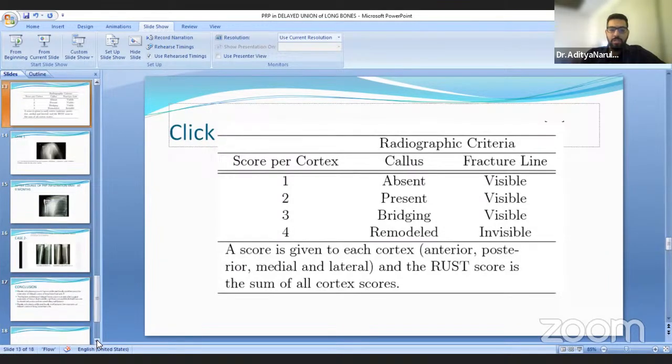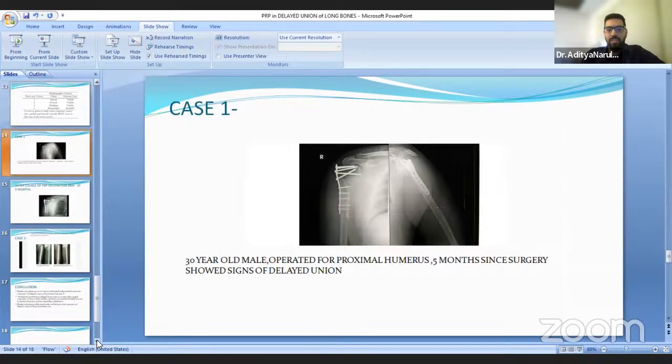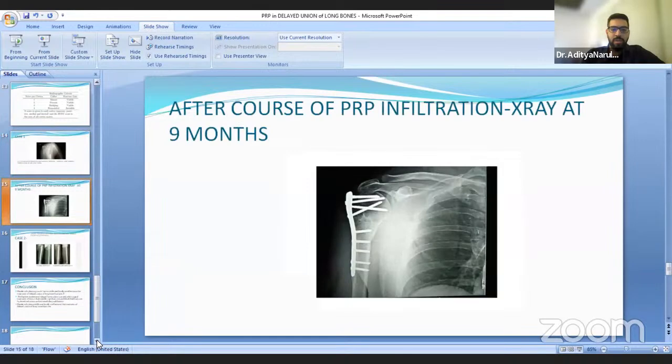This is the criteria under which we have lined up our cases. This is the RUSH scoring method, in which, as per the cortex, callus formation and the fracture line, we can label it. So, coming to case one, this is a proximal humerus fracture which was fixed in varus. And we can see the fracture line at 5 months since injury. This is a RUSH score of 3, and we have injected platelets around 3 times. And at 9 months, we can see complete union with a RUSH score of 16, which is complete union.